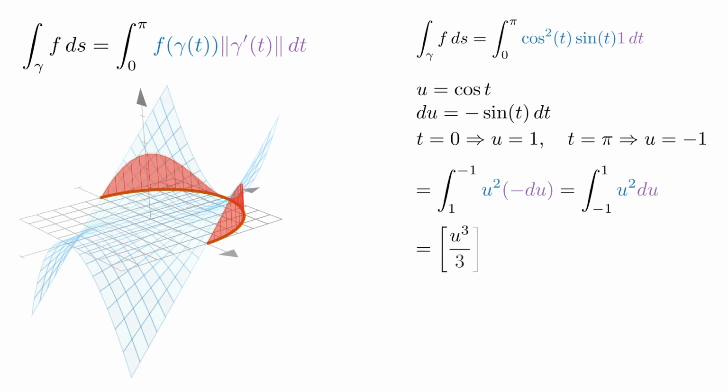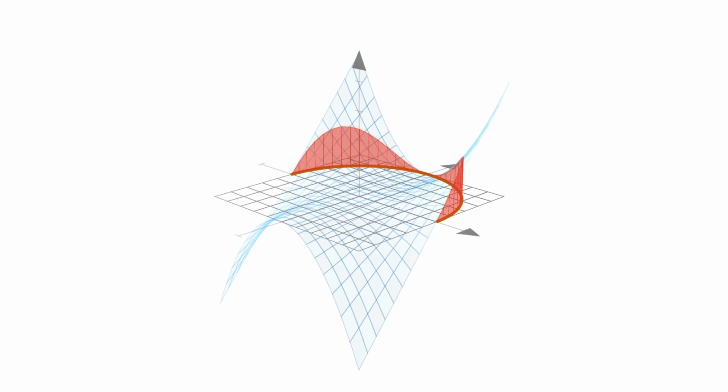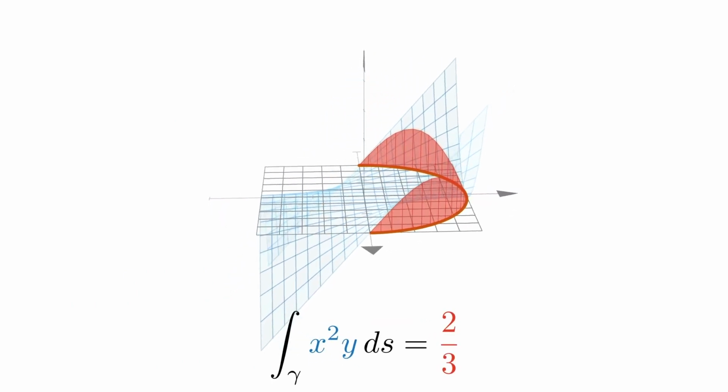Now integrate. An antiderivative of u squared is u cubed over 3. Evaluating from minus 1 to 1 gives 1/3 minus minus 1/3. So the result is 2/3. So the area of the orange curtain is 2/3. And that is the value of the line integral in this example.